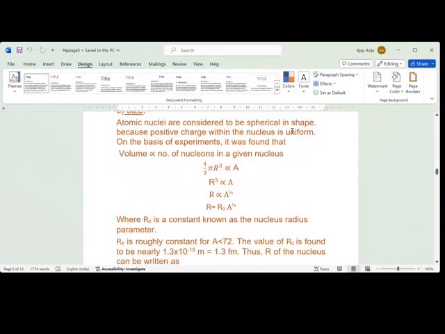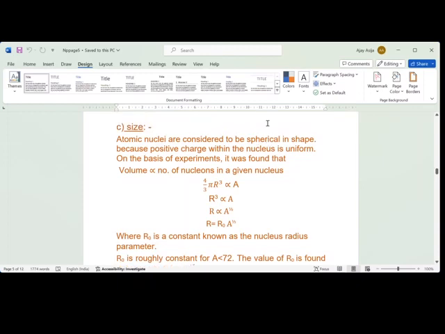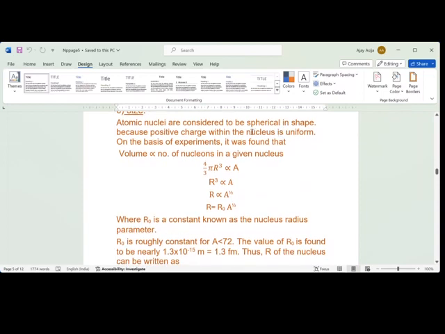Atomic nuclei are considered to be spherical in shape because the positive charge within the nucleus is uniform. So what shape has been considered for nuclei? It is spherical shape. And why has this spherical shape been considered? Because the positive charge within the nucleus is uniform, and uniform distribution of charge is possible in a spherical shape.